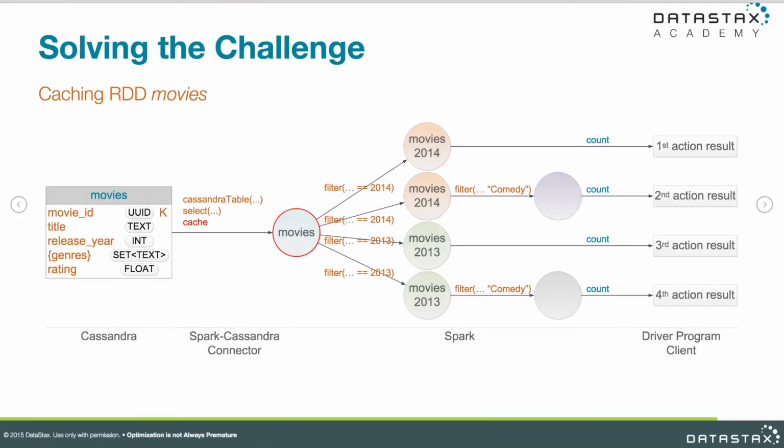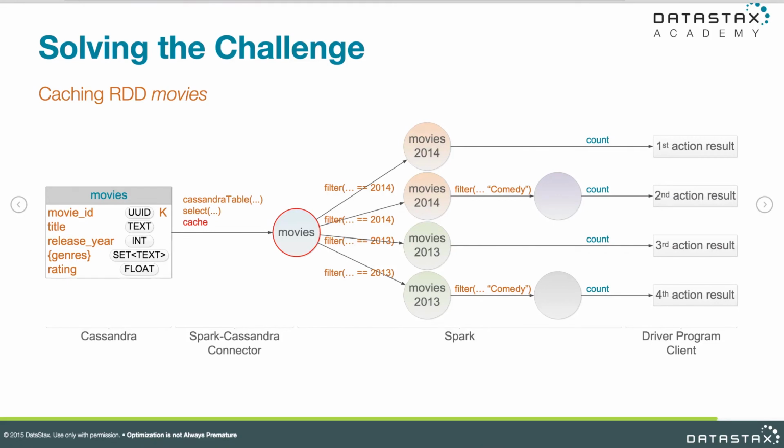Let's take a look at our solution, just by way of the stage diagram that we saw before. Notice here when we create the movies RDD with the Cassandra table select call, we're also going to call cache, and that's going to persist it in memory. Now we have a single movies RDD, and we're not going to recompute that in subsequent stages. It's going to be available in memory for the next step. And those next steps are somewhat optimized as well. But we can still do a little better.